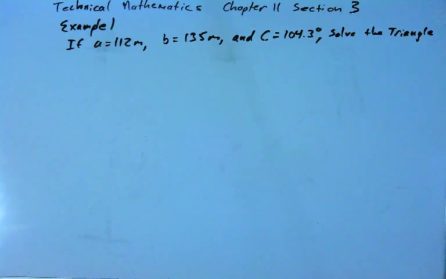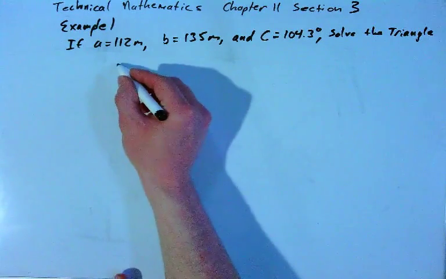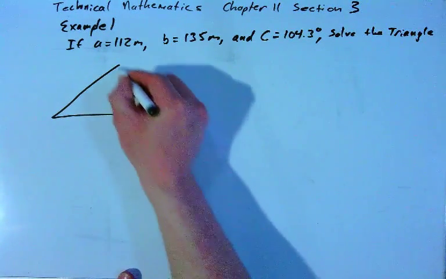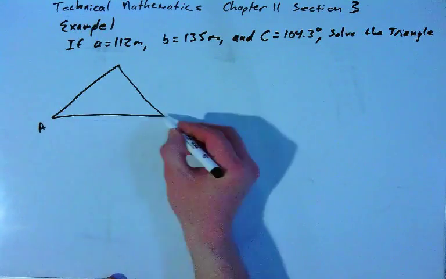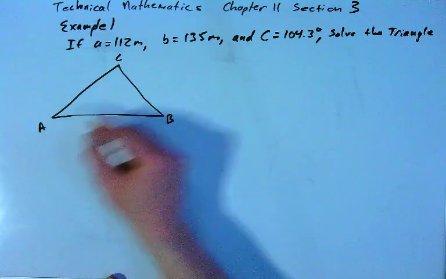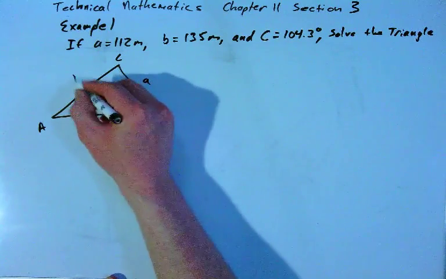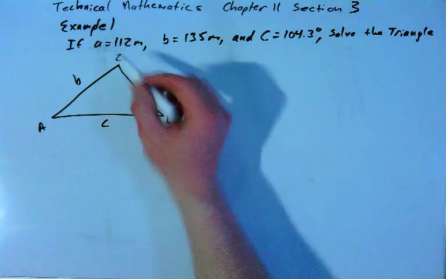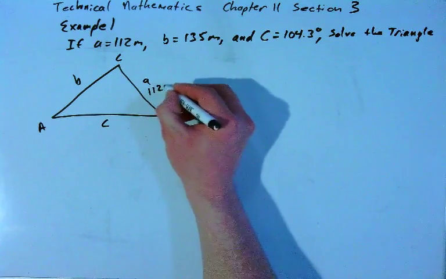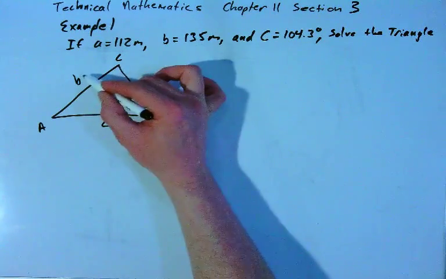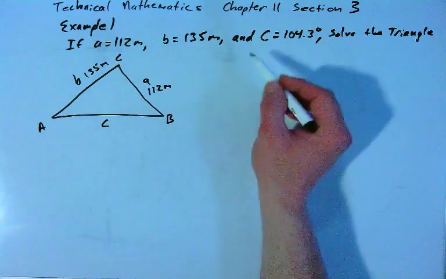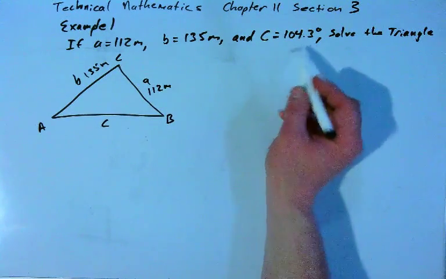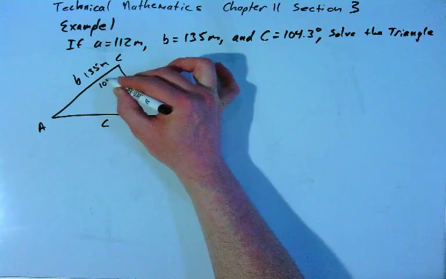This is example 1. It says if A is 112 meters, B is 135 meters, and C is 104.3 degrees, solve the triangle. We'll want to sketch out the triangle first. That'll help us visualize the problem. In our standard triangle, we have angles A, B, and C, and sides A, B, and C. Side A is 112 meters. Side B is 135 meters. And angle C is 104.3 degrees.